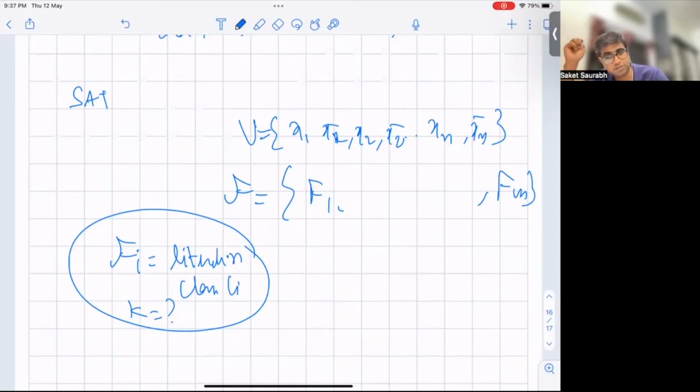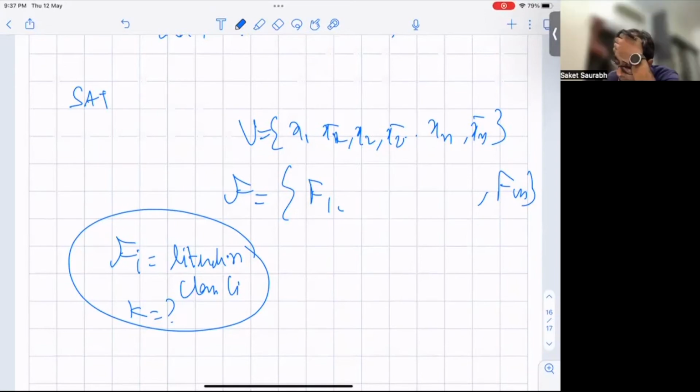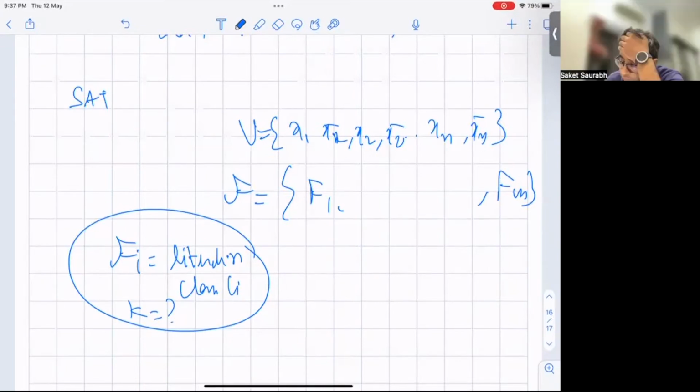Is this reduction complete? Think about it. Yes, Prateek? If there's a hitting set with x1 and x1 bar, then we might not be able to find a satisfying assignment. Correct. So what should we do to avoid that, in the other direction?